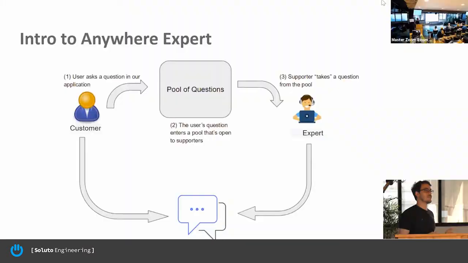So a customer starts by asking a question from his app or a specific app or web. This question is inserted into some kind of a pool of questions, and an expert can take a question. Whenever an expert takes a question, a session starts, meaning a session is an instance of a customer asking a question and an expert answering this specific question. So those are the main entities that I'm going to talk about further on: customer, expert, and session.